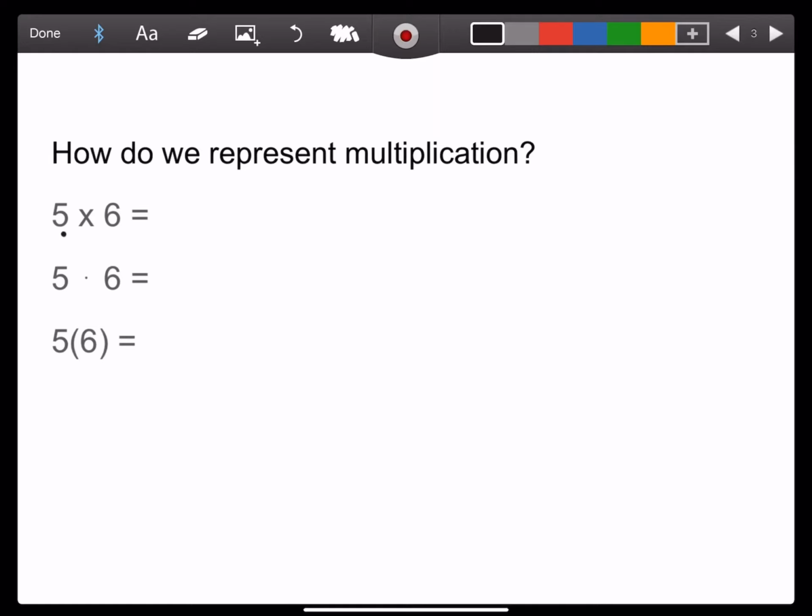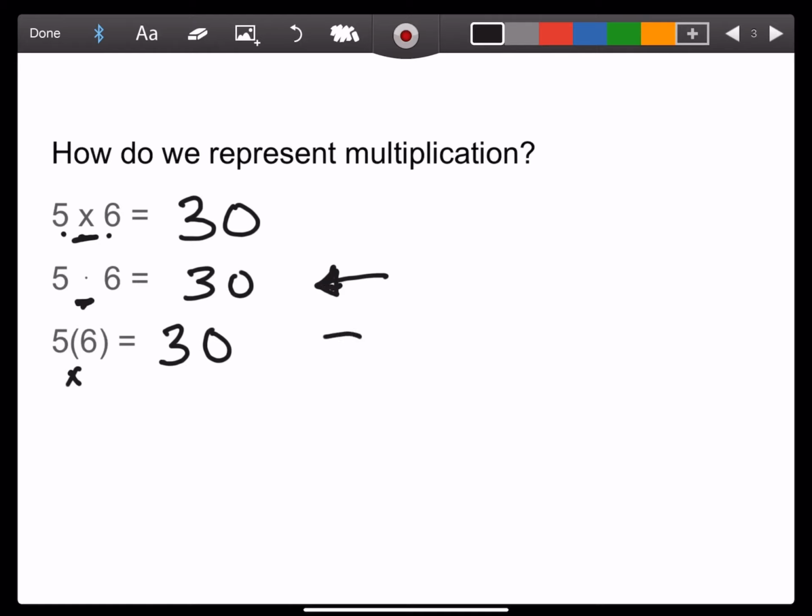So we can say 5 times 6 equals 30. You can use the x, or you can use the dot, which is 5 times 6, and then you can use these parentheses, which means multiplication, and it says 5 times 6, which is 30. So we are going to be focusing mainly on using the dot and the parentheses now. You're not going to be seeing the x anymore.